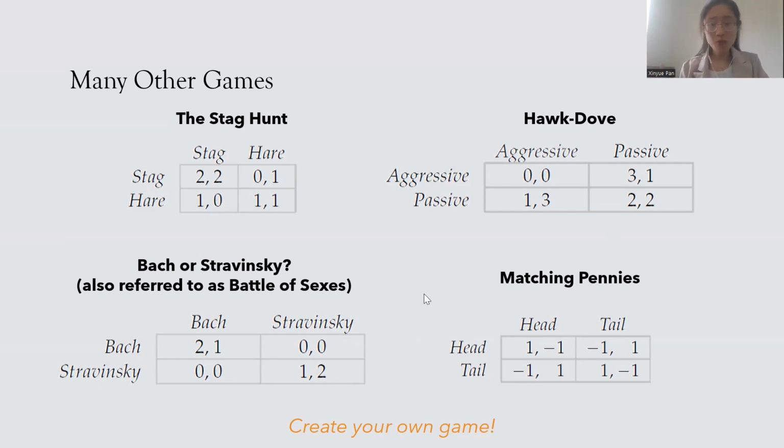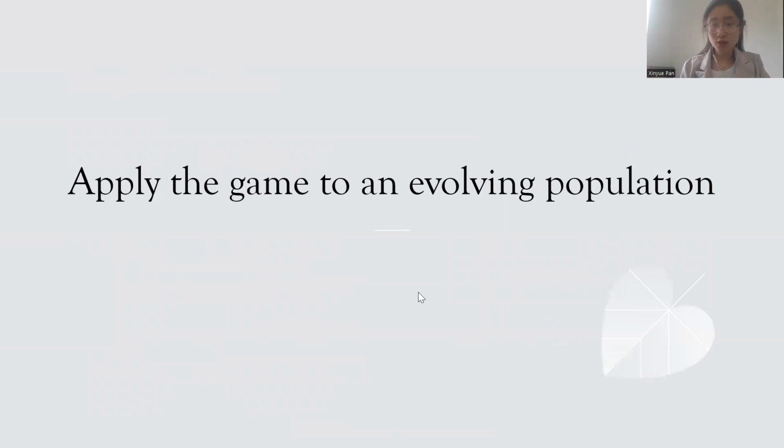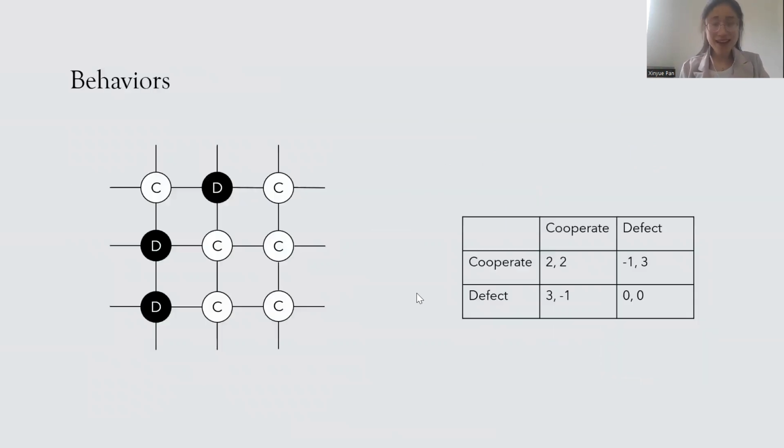So far, we've talked about a pairwise game. And then let's apply it to an evolving population. Now imagine that you have a population of agents, and different agents start with different kinds of behaviors. For example, in this example, someone started as a cooperator and someone started as a defector. And in this example, I give them a grid social network, but a network is not necessary.